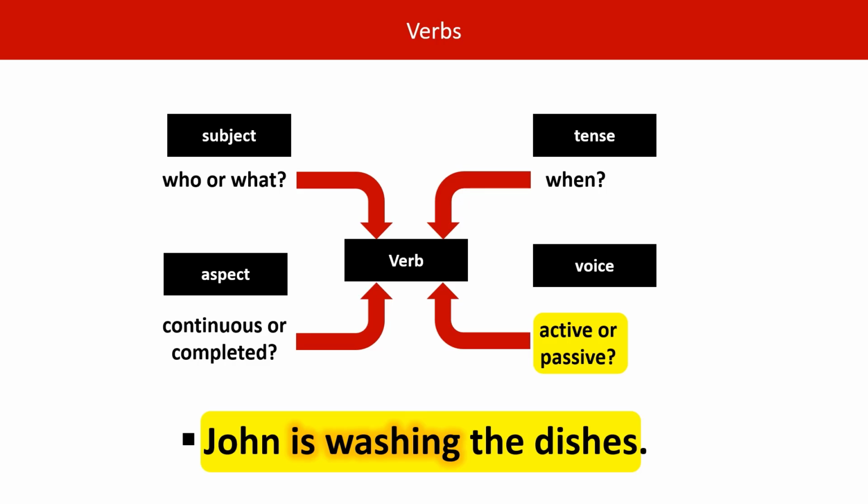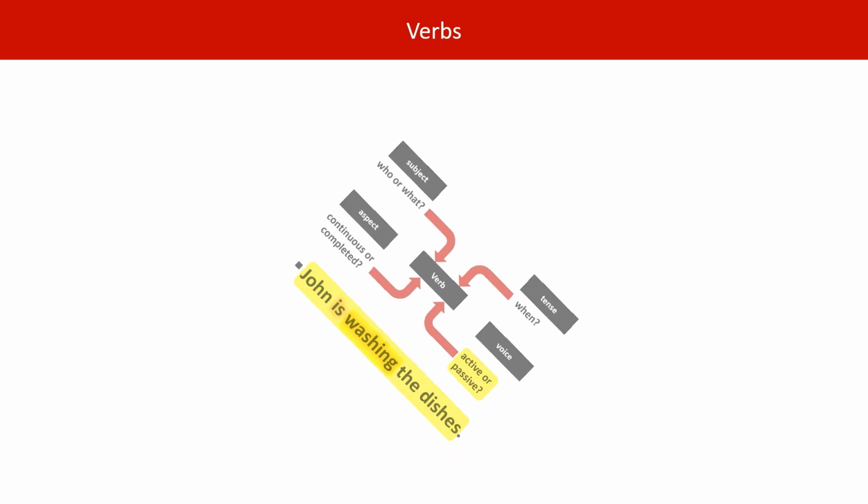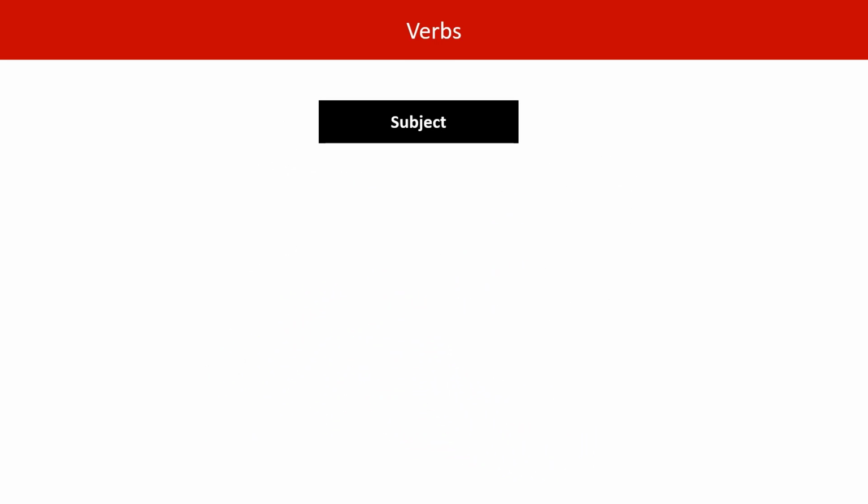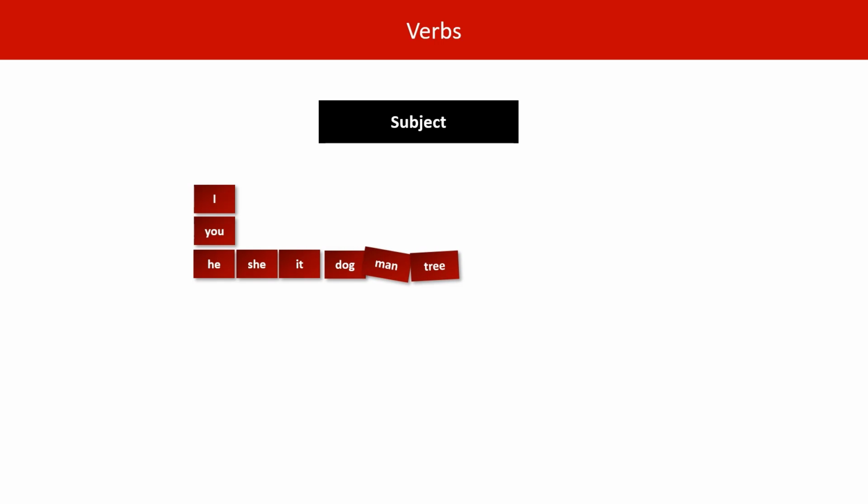Okay, we now know there are at least 4 things that determine what our verb looks like. Let's look at each one in a little more detail, starting with subject. The subject of every verb will fit into one of 6 categories. Here are the first 3. I, you, he, she and it, and then any singular nouns like dog, man or tree. Here are the next 3. We, you, and they, or any plural nouns like dogs, men, and trees. Every subject will fit in one of those 6 categories.